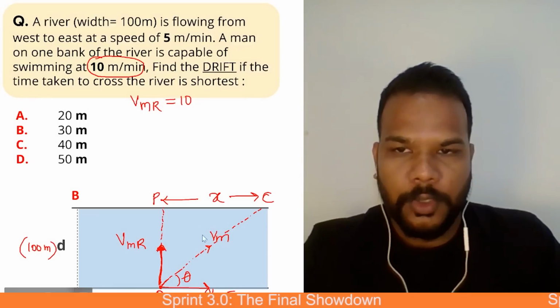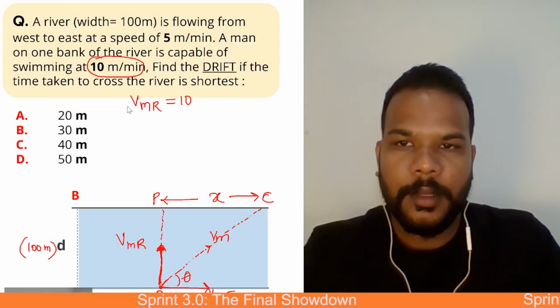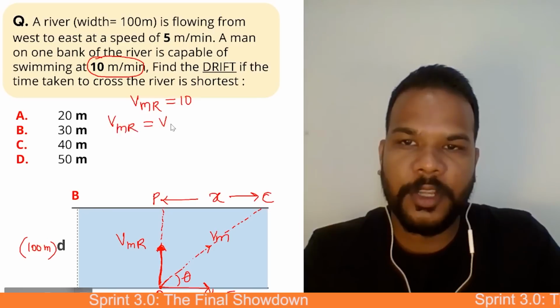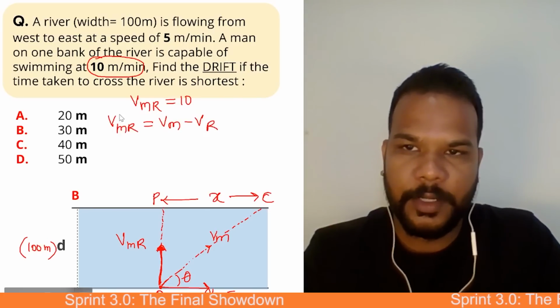Okay guys, so if I go by the usual approach which says that velocity of man with respect to river is velocity of man minus velocity of river.